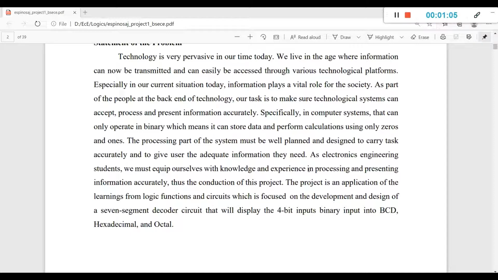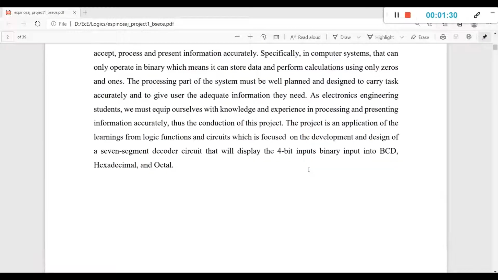As electronics engineering students, we must equip ourselves with knowledge and experience in processing and presenting information accurately, thus the conduction of this project. The project is an application of learnings from logic functions and circuits, which is focused on the development and design of a 7-segment decoder circuit that will display 4-bit binary input into its corresponding BCD, hexadecimal, and octal equivalent.